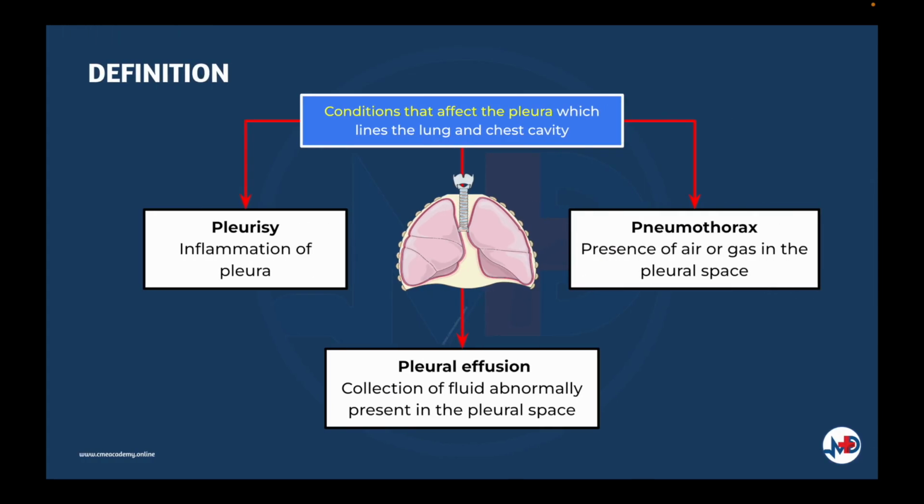So let's begin with our topic today by defining what is a pleural disease. A pleural disease is a condition that affects the pleura, which lines the lung and the chest cavity. Types of pleural disease include pleurisy, which is the inflammation of the pleura, pleural effusion, where there is collection of fluid abnormally present in the pleural space, and lastly, pneumothorax, which is the presence of air or gas in the pleural space. In this presentation, we will be focusing on pleural effusion and pneumothorax.